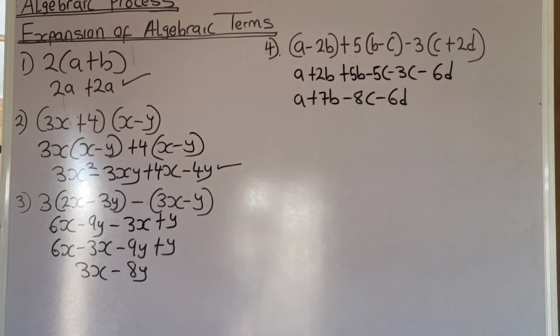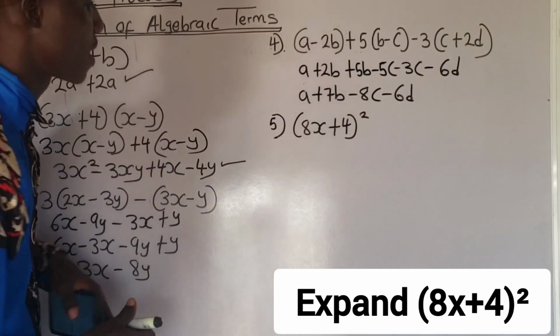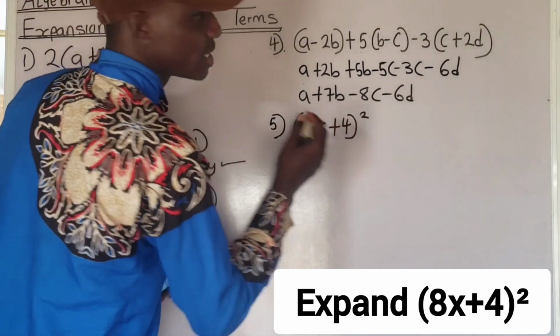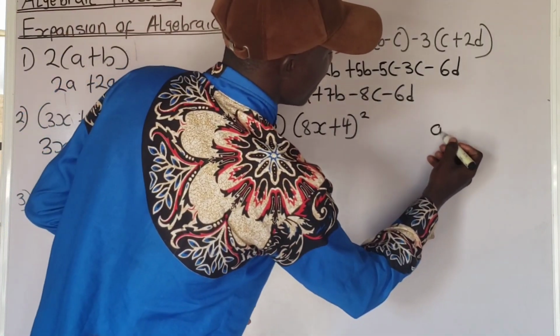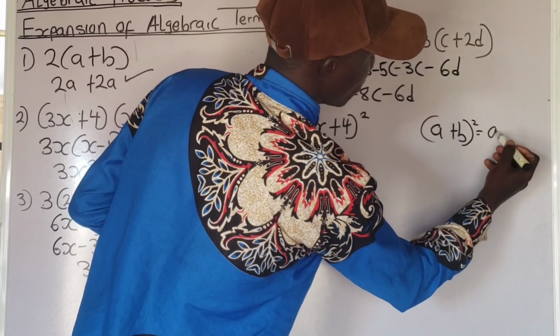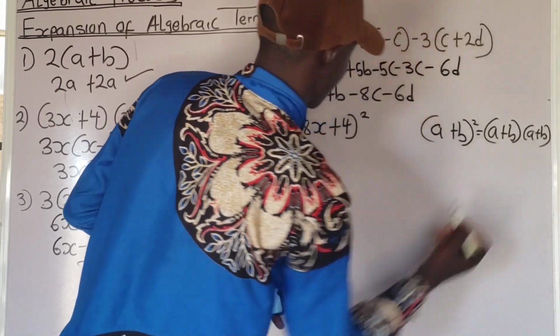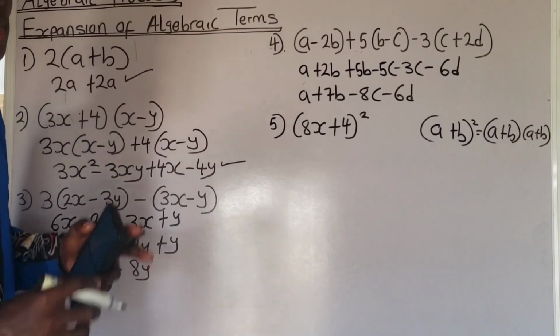Please kindly take note of how I'm solving the question, okay? So that by the time we get to series of past questions, you'll be able to solve it, okay? Now let's move to question number 5. We are asked to expand 8x plus 4 raised to the power of 2. You see, please pay attention, okay? If you have a plus b raised to the power of 2, this is also the same thing as a plus b multiplied by a plus b. Do you understand? So I have 8x plus 4 raised to the power of 2.